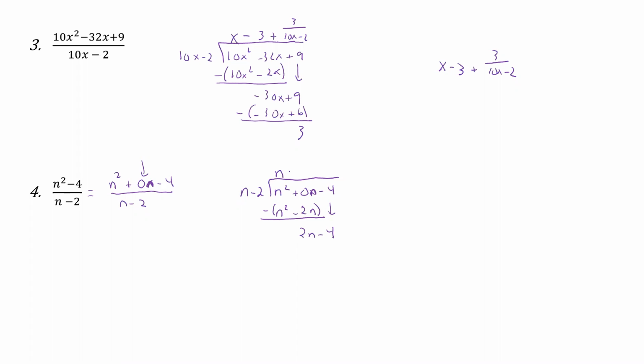Now n times what's that? Well, times 2. So that's going to give me 2n minus 4. Subtract. So that's going to give us 0. So our answer is just n plus 2. So sometimes you don't end up with a parenthesis or a remainder, sometimes you do. And again, it just depends on what your last value at that point there is. Okay.